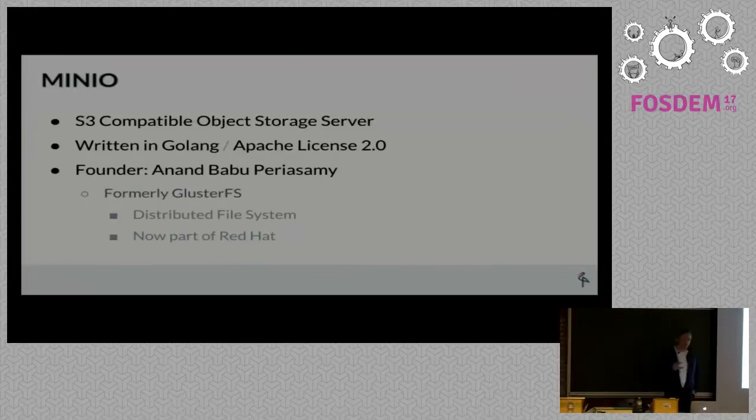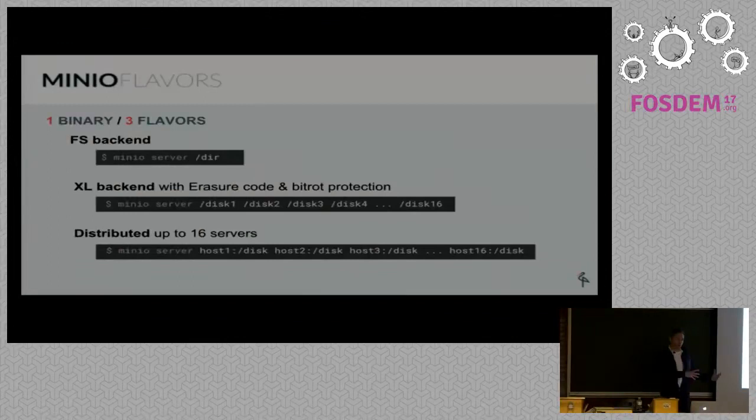If you look at Minio itself, there's really one project, one binary, but you can run it in three different flavors. The simplest version is simply run Minio server with a single directory, and then all your objects will be stored underneath this directory structure. There are also two other versions that use a technique called erasure coding. What this essentially does is all the objects are split up into data chunks and parity chunks, and split over multiple disks or multiple servers.